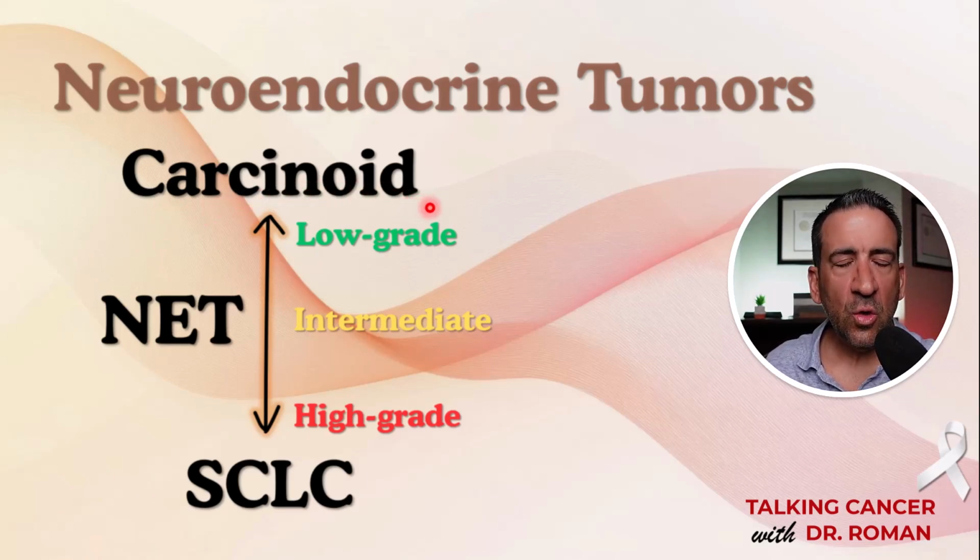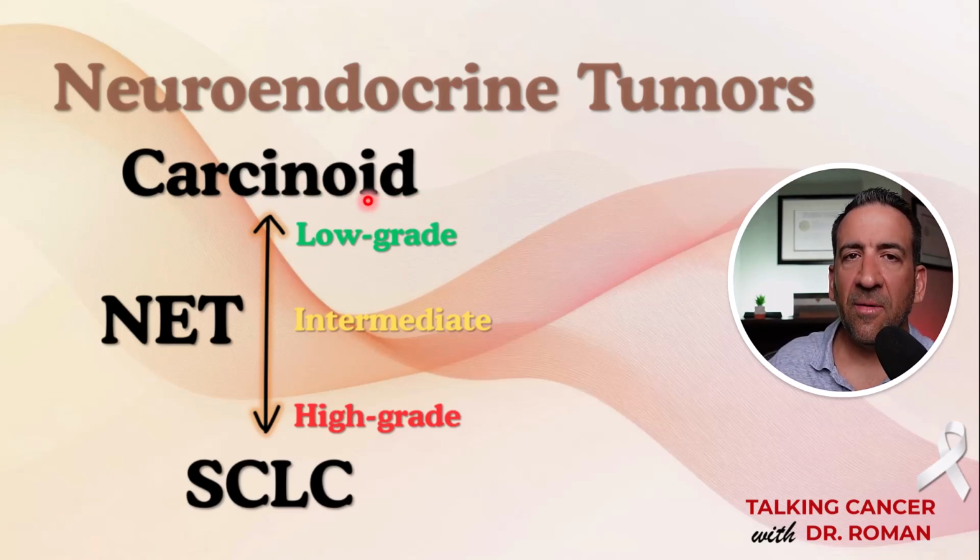Now, as that tumor becomes more aggressive appearing under the microscope, then it starts to go down this line here. So it'll become what we call a low-grade neuroendocrine tumor. Okay? If it becomes more aggressive appearing, then it'll be an intermediate grade neuroendocrine tumor. And then as it becomes more aggressive, it will become a high grade neuroendocrine tumor. And then if it becomes very high grade, they will call it a small cell carcinoma.